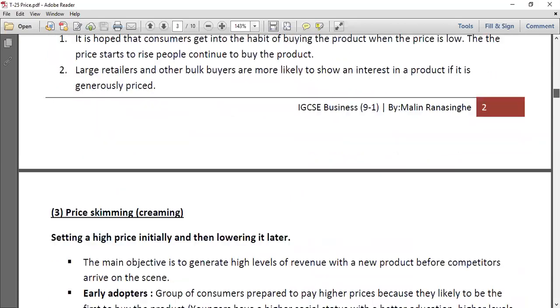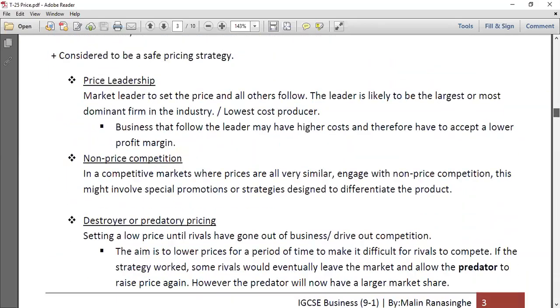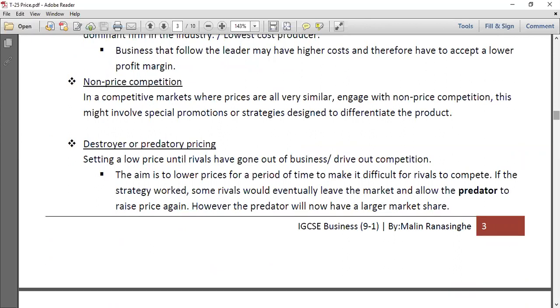And there's another method called non-price competition. We're talking here about non-price methods of competition. In a competitive market, sometimes people compete not on pricing but on, let's say, after sale service. Sometimes products are very similar, so firms engage in non-price competition. This might involve special promotions or strategies designed to differentiate the products. That's called non-pricing strategies. For example, you can give free delivery service, after sale service, like sale with a smile, a fresh and very hygienic environment, very good working conditions. That is non-price competition.